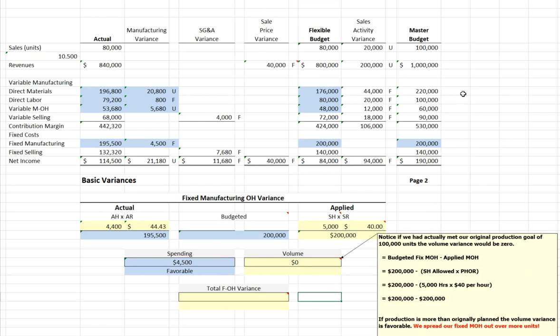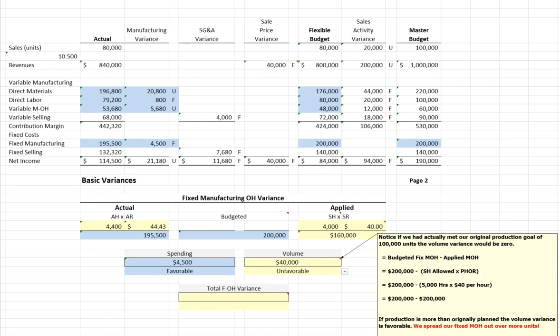That's because we would have spread our fixed manufacturing overhead out over more units. But we only produced 4,000 hours' worth, or 80,000 units, so we only applied 4,000 hours worth of overhead, and we had a volume variance of $40,000. This volume variance is unfavorable because we produced less than we would have expected.